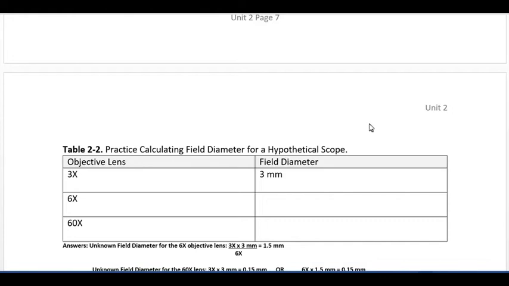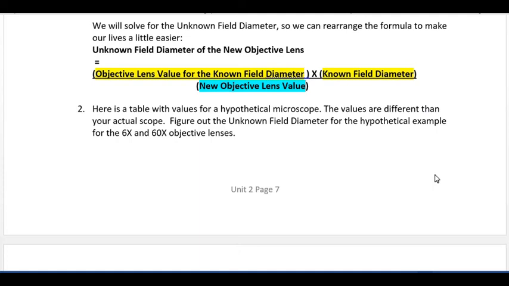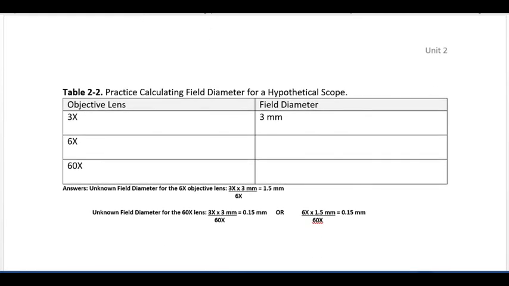So we use a formula, and I'll go back up here to point that out, where we take the known objective lens value for the field diameter, and then we multiply it by the known field diameter. And that's what we measure with the ruler. What I would recommend doing is always sticking with that lowest objective lens and that lowest known field diameter, so that the top part of this equation always stays the same. And then you divide that by the objective lens that you are now trying to calculate for. Okay, so let's put that into practice down into this sample table.